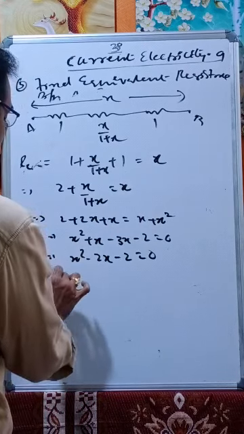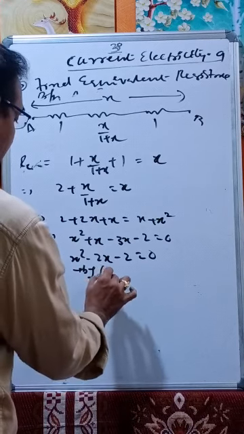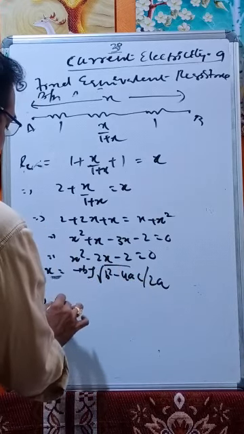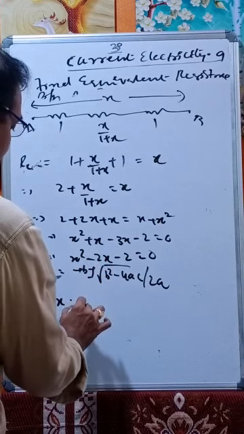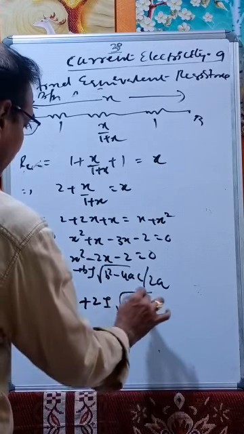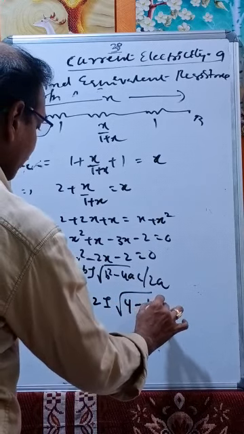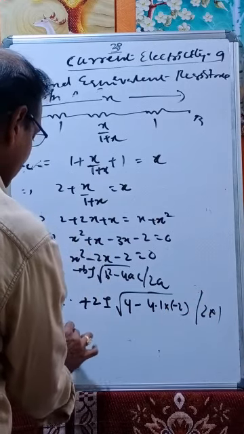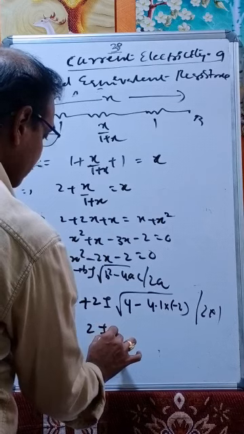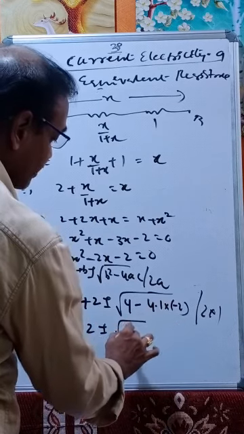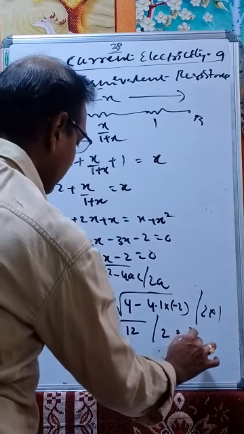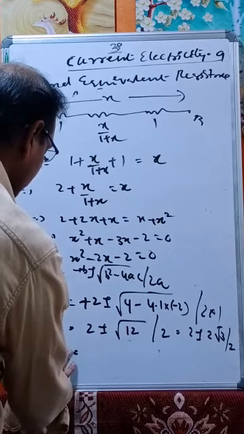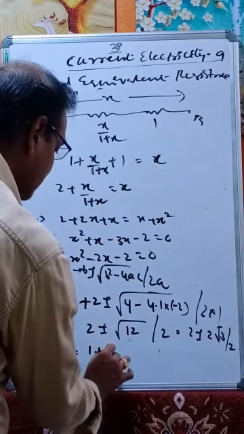So we use x is equal to minus b plus or minus root over b square minus 4ac by 2a, the quadratic equation formula. This implies x is equal to 2 plus or minus root over b square minus 4ac, that is 4 into 1 into minus 2, by 2a, that is 2 into 1. This implies x is equal to 2 plus or minus root over 4 plus 8, that is 12, by 2. This becomes 2 plus or minus 2 root 3 by 2. This implies x is equal to 1 plus or minus root 3.